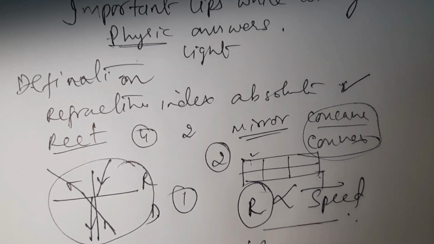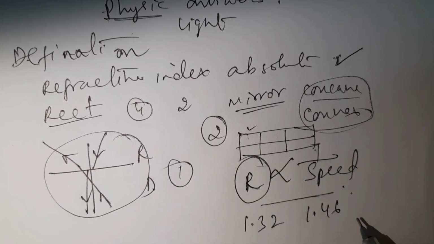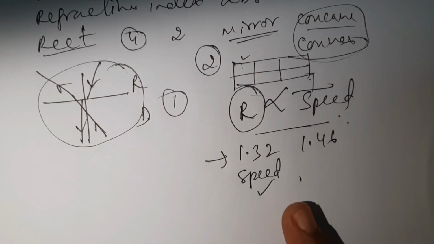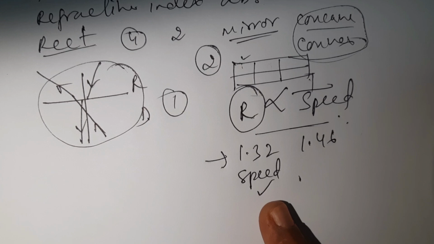Like if the media given are 1.3 and 1.46, in which medium will light move faster? If the refractive index is less, the speed will be more. So this is important for your MCQ. And as I told, ray diagrams, you need to practice properly.